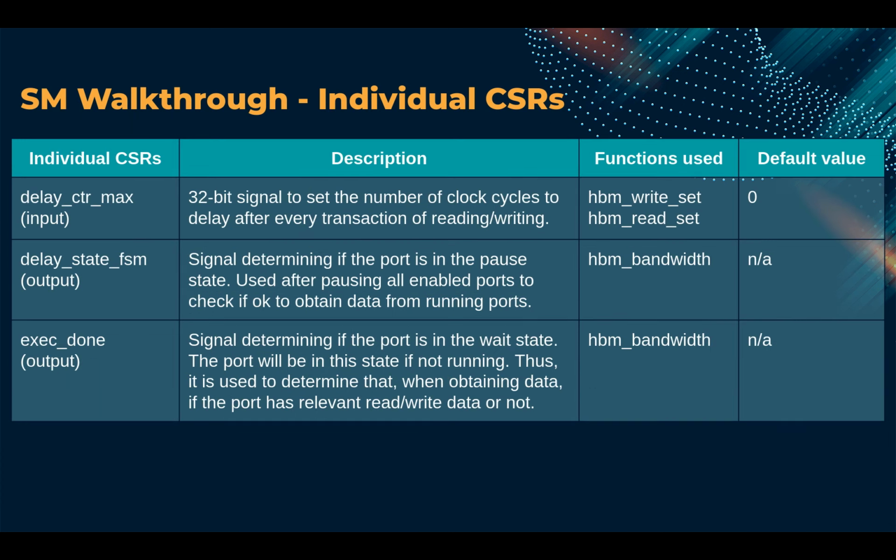Next are the delay counter register and delay counter max register, which define how many clock cycles each state machine should wait after performing the number of transactions and bursts specified by the user. And lastly, the last two registers are 1-bit status registers. The delay state machine register goes high whenever the state machine has entered the pause state. So, when forcing all the ports to pause, we can check that each port has indeed paused in this state. The other register is execute done, which goes high if the port is currently disabled and in the wait state.